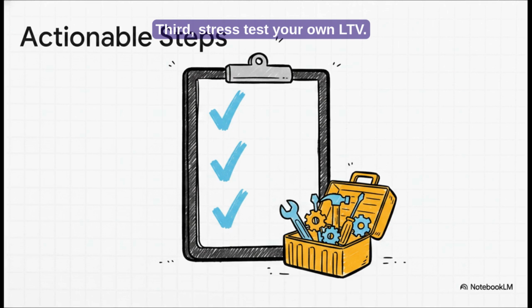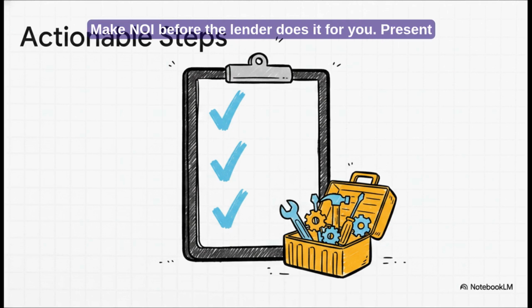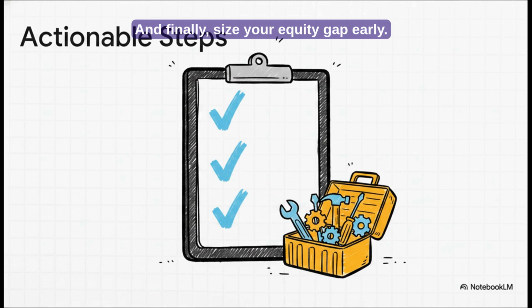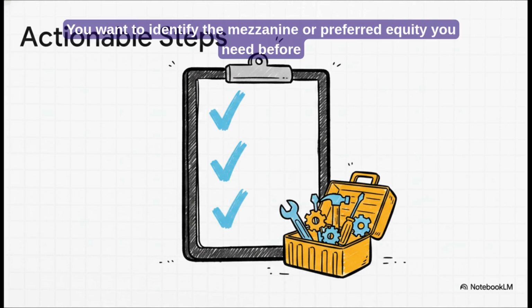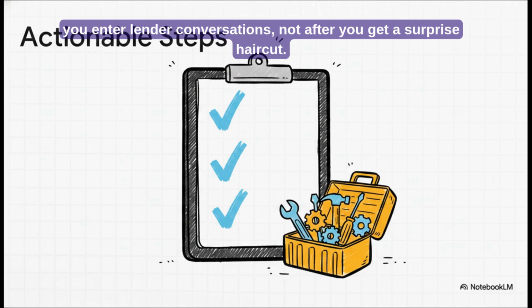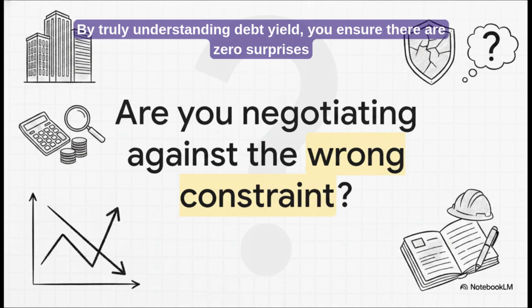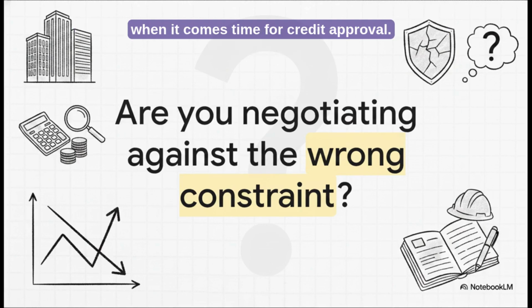Third, stress test your own NOI before the lender does it for you. Present the in-place figure right alongside your forward-looking assumptions to show you're realistic. And finally, size your equity gap early. You want to identify the mezzanine or preferred equity you need before you enter lender conversations, not after you get a surprise haircut. And that brings us to our final thought for this explainer. Sponsors who focus solely on leverage targets almost always find themselves completely blindsided. By truly understanding debt yield, you ensure there are zero surprises when it comes time for credit approval.